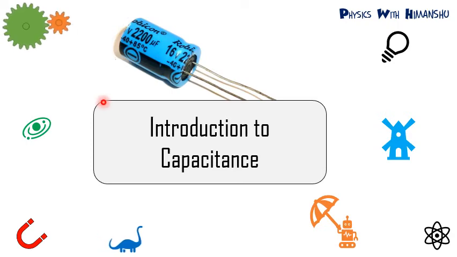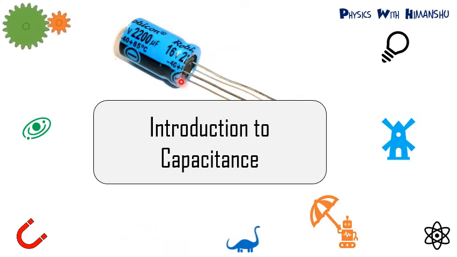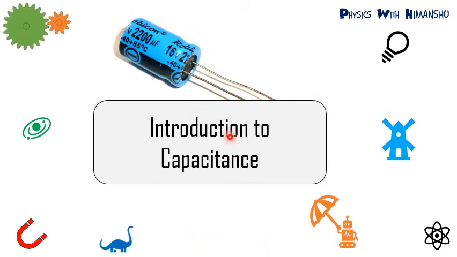Hello everyone. Our next topic is capacitance. Now you must have seen this electrical component in many devices, even in your fan, in your AC, in the cooler, or in all electronic items like a radio. It is an electrical component used to store electrical energy, and it is known as a capacitor.